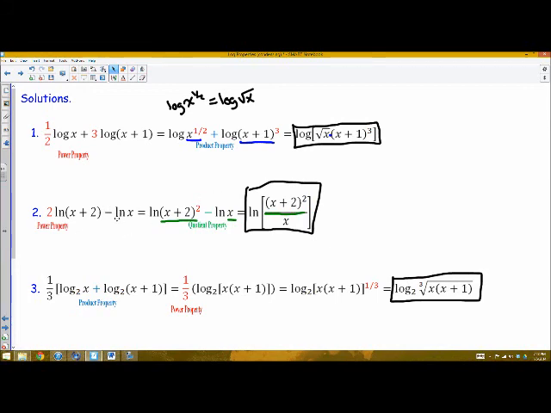Next, whenever you have a subtraction, remember you'll be using the quotient property, and whenever you have an addition, you'll be using the product property. Remember that if you have rational exponents, such as the 1/2 or the 1/3, that you should rewrite them as the appropriate root.